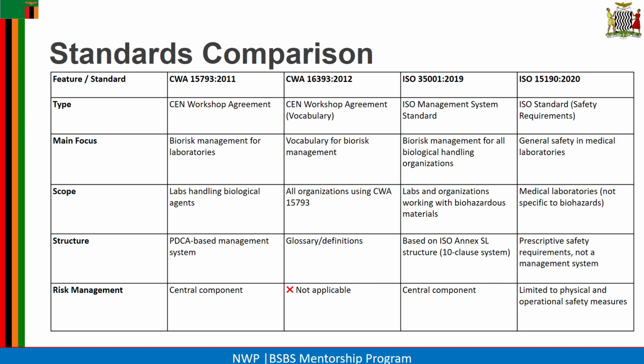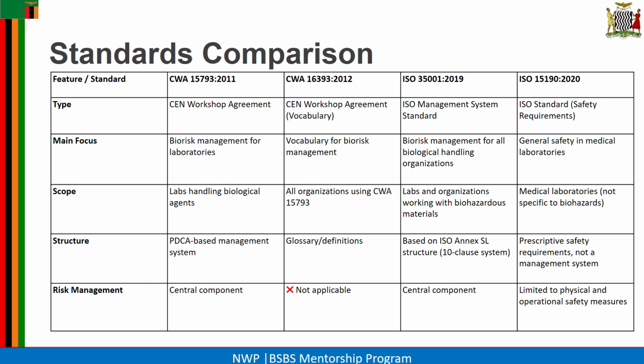Structure: for 15793, the structure is PDCA based. So it's the plan, do, check, act type of structure that it follows. Assessment, mitigation, performance can also be rephrased as plan, do, check, act. So it's basically the same thing.